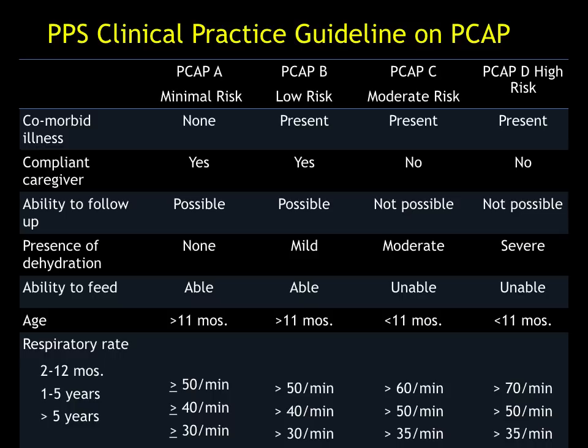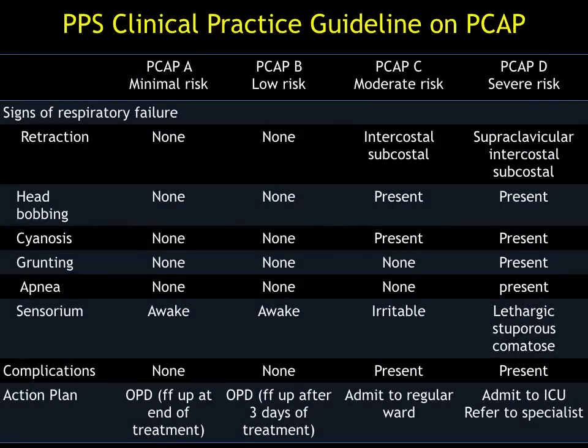For example, if all parameters on the left fall on PCAP B, you diagnose a child as having PCAP B. However, if only one parameter exceeded on the right, for example, most parameters fell on PCAP B but you noted the child has moderate dehydration, then you classify the patient as PCAP C instead of PCAP B. Another example of the guidelines, kindly read on this.